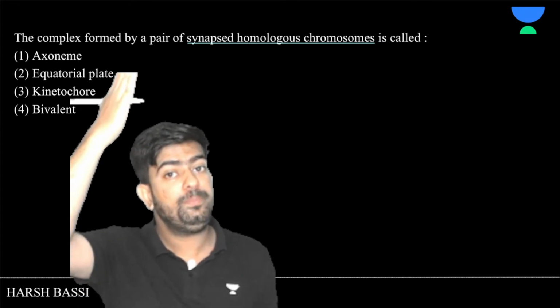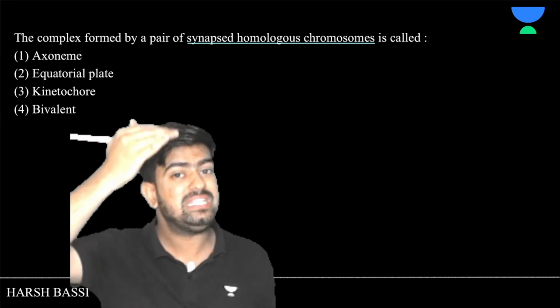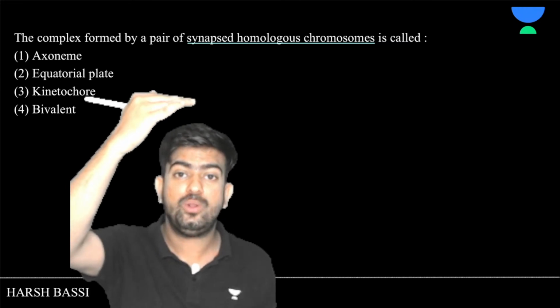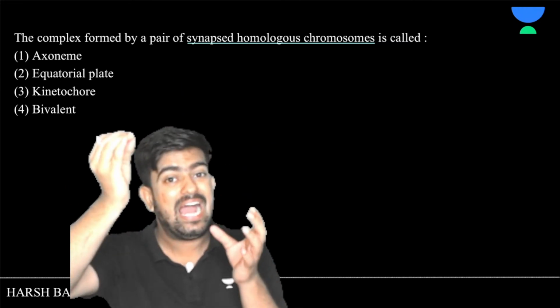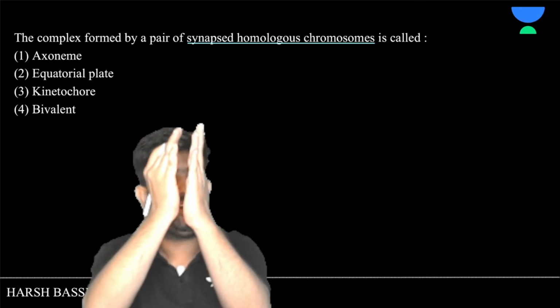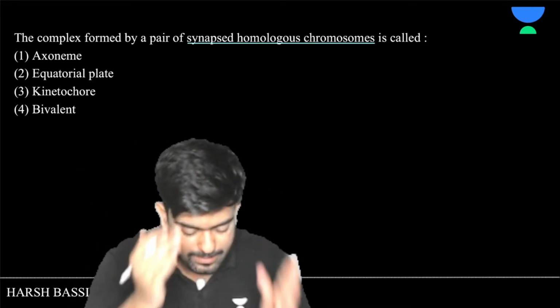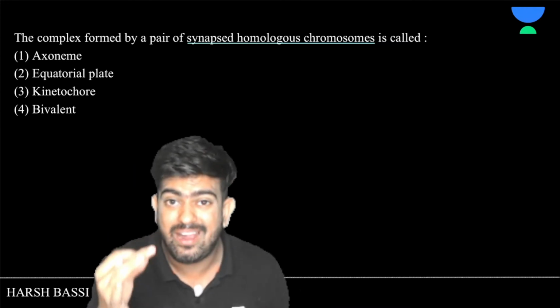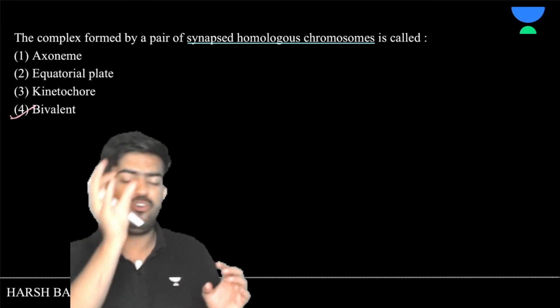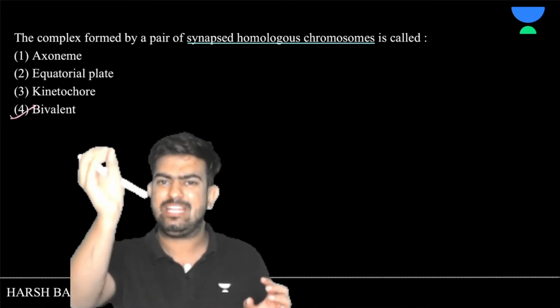In meiosis 1, prophase 1, we have leptotene, zygotene, pachytene, diplotene, diakinesis. And in leptotene, the chromosomes were thinnest. And then in zygotene, those homologous chromosomes pair and form the synaptonemal complex, or tetrad, or bivalent. Yes or no? What is this bivalent, tetrad, synaptonemal complex?